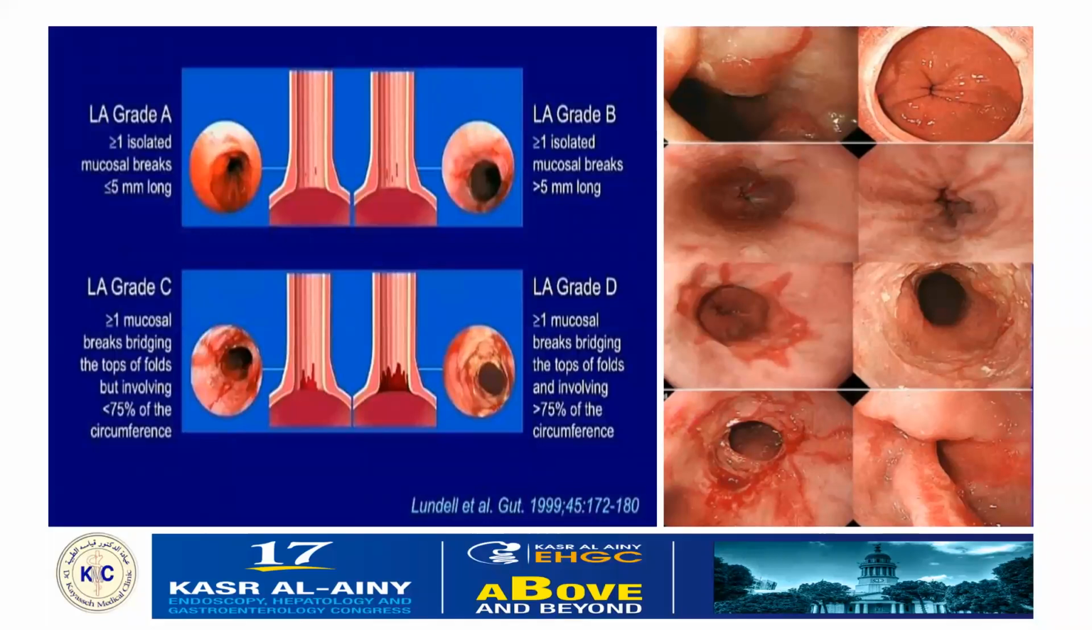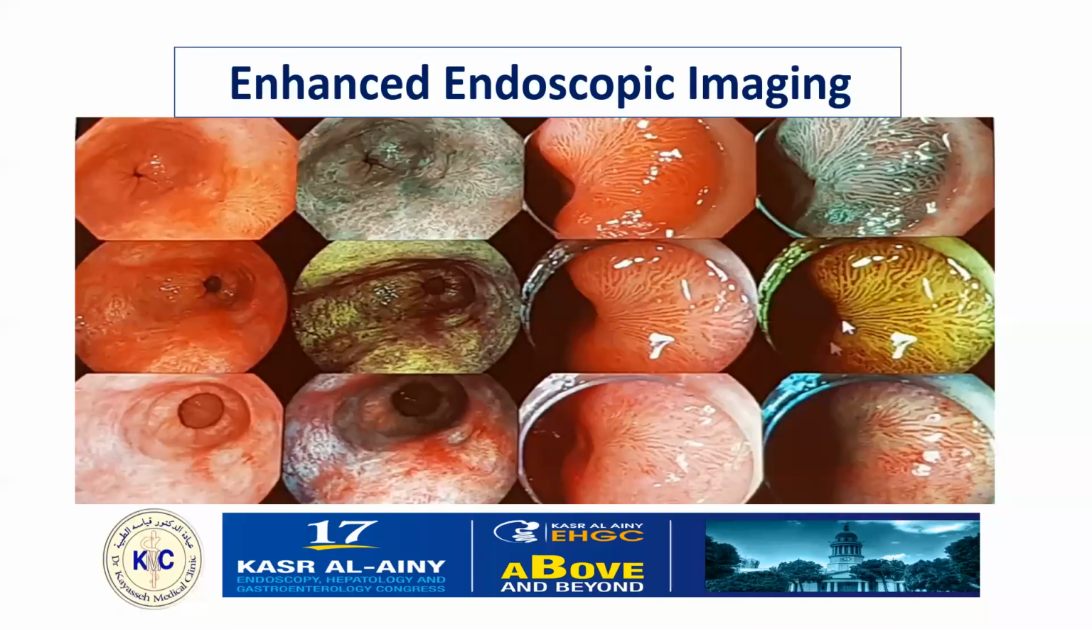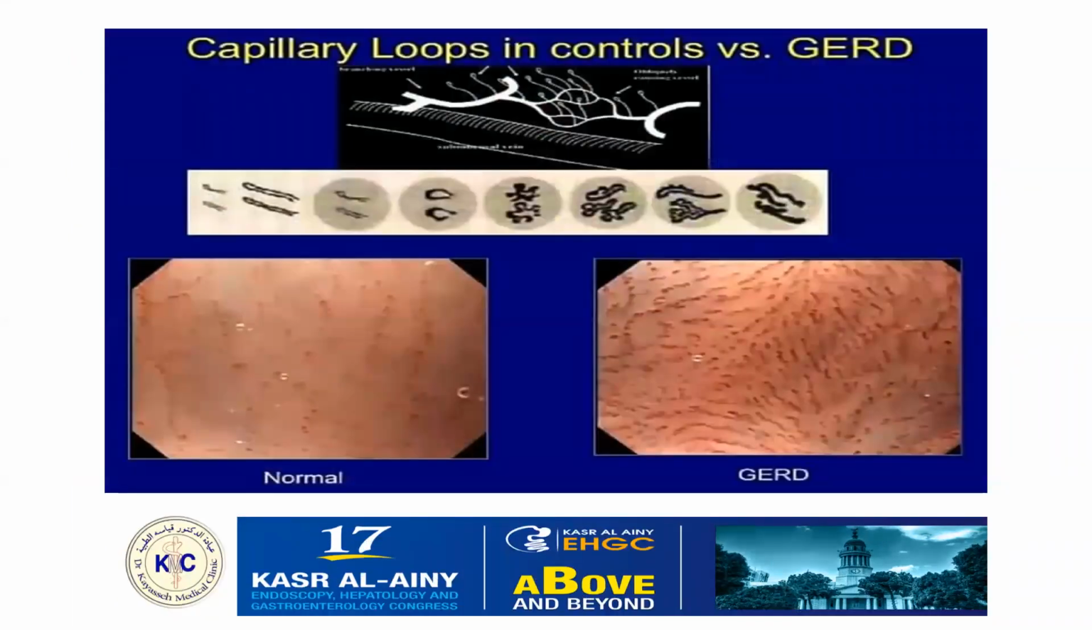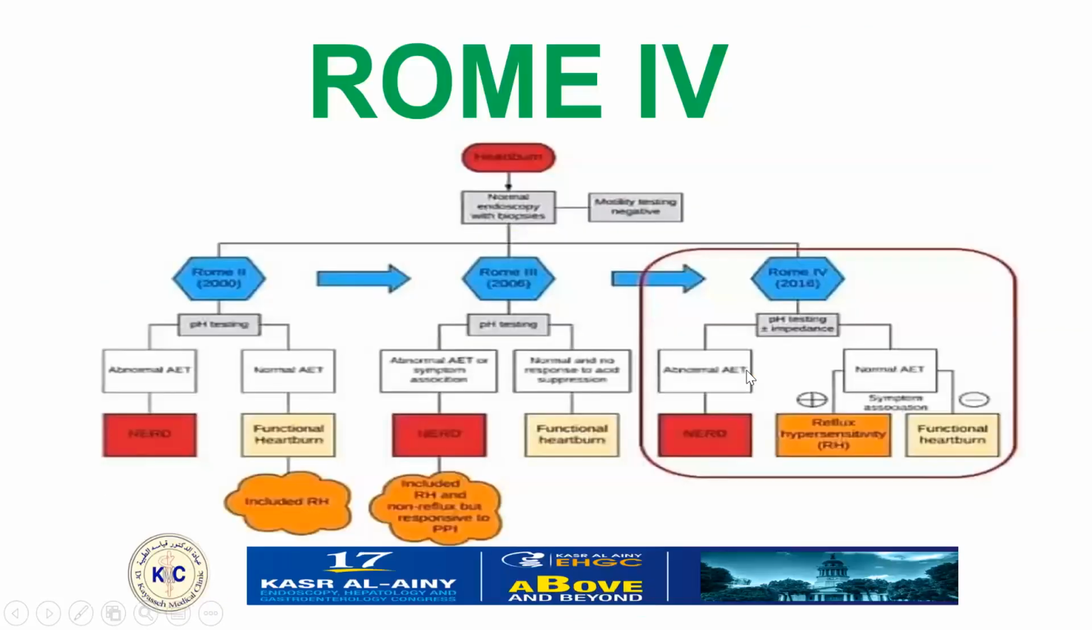This is the LA classification, types A, B, C, D, and you see the differentiation between A, B, C, and D. And with enhanced endoscopy imaging, of course, you see the picture is more clear. And there are 2 types of patterns, vascular pattern and surface pattern, which also depend on how we are going to map the GERD. And you see the picture with the capillary loop in control and in GERD. If there is a capillary loop, this is more in GERD.